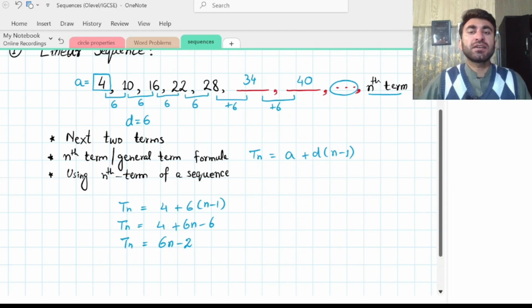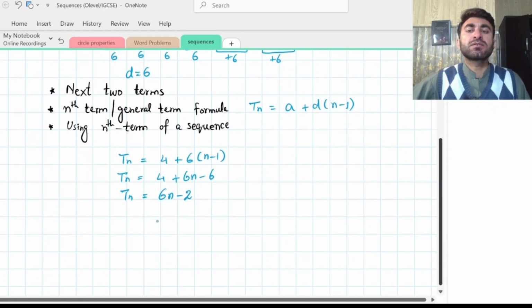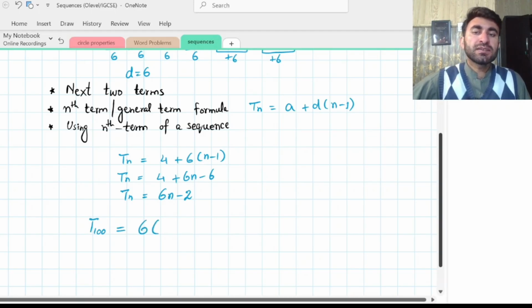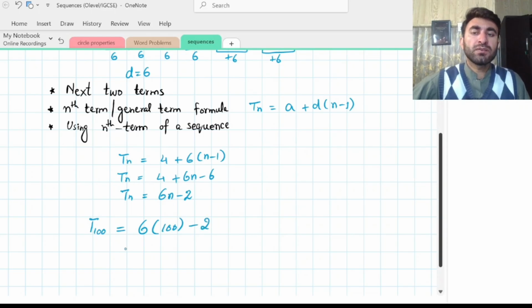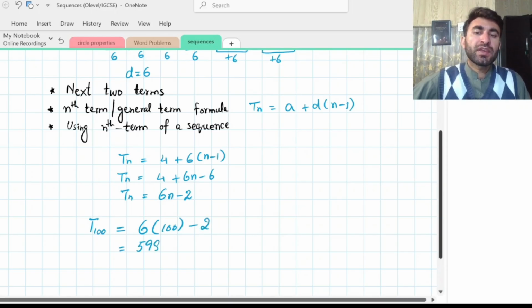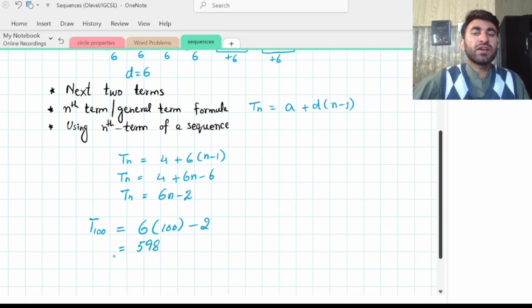Like if I need the 100th term of the sequence, I will write it as T100 and replace n with 100. So it becomes 6 times 100 minus 2. So it will be 600 minus 2, which is 598. So the 100th term of the given sequence will be 598.